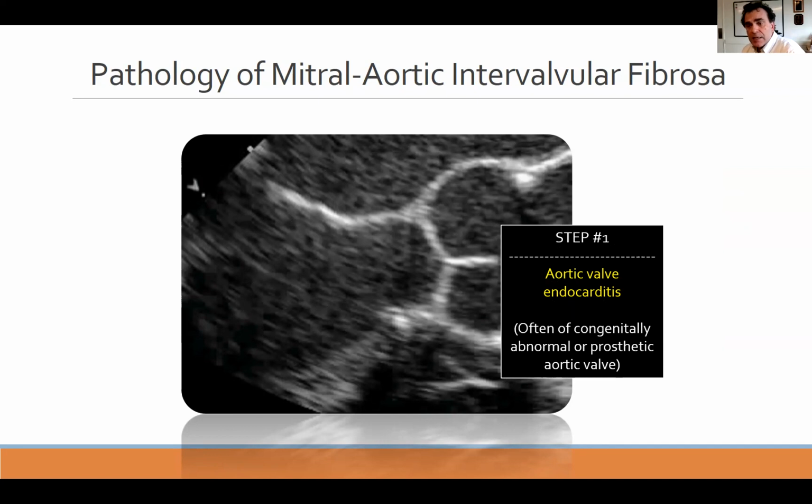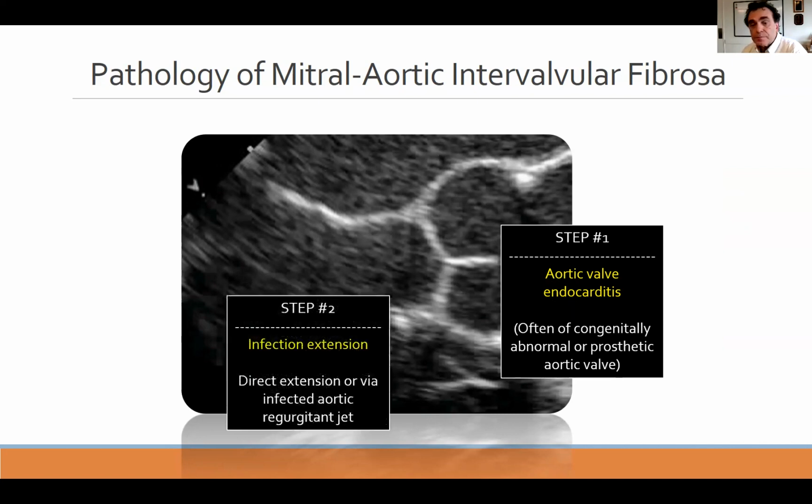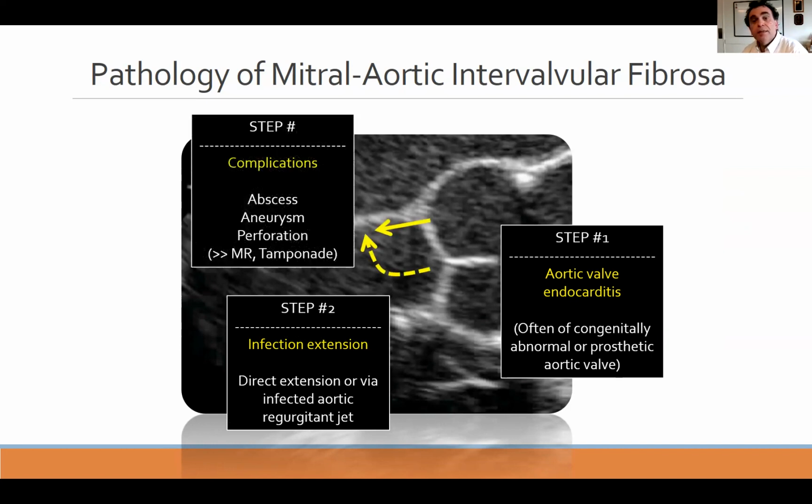It typically starts as aortic valve endocarditis, and often of a congenitally abnormal or a prosthetic valve. And the next step, there is infection extension, whether that occurs by a direct extension from the aortic valve into the intervalvular fibrosa, or as a jet lesion from the aortic regurgitant jet hitting the intervalvular fibrosa. And in the next step there are complications: abscess, aneurysm, or leaflet perforation leading to mitral regurgitation or tamponade.